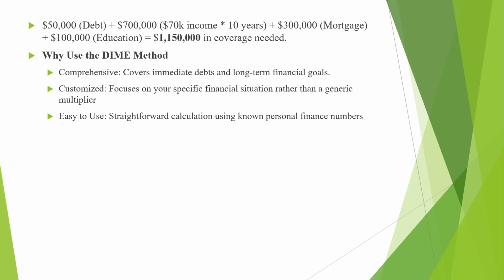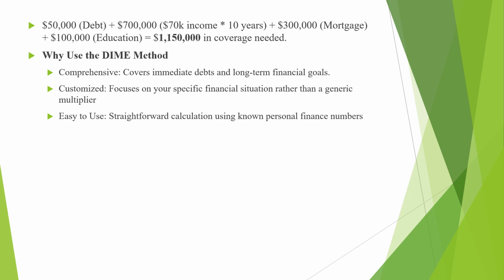Then 700,000. Where does that 700,000 come from? It is your 70K income a year, and if you think you need 10 years of that protection, you multiply by 10, which gives you 700,000. Then let's say you have a mortgage of 300,000, and you are thinking of an education for your kids, which is around 100,000. All sums together, based on the DIME method, you need 1.1 million in coverage.